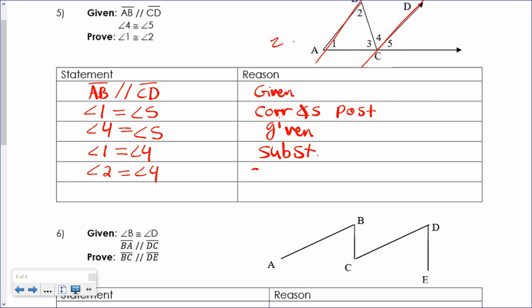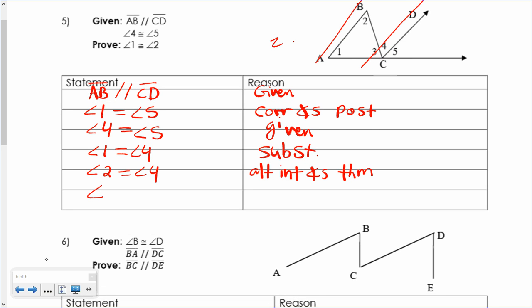Alternate interior angles. Because I know the lines are parallel, that means the alternate interior angles are congruent. And now how can I get to my final step of 1 being congruent to 2? Substitution.